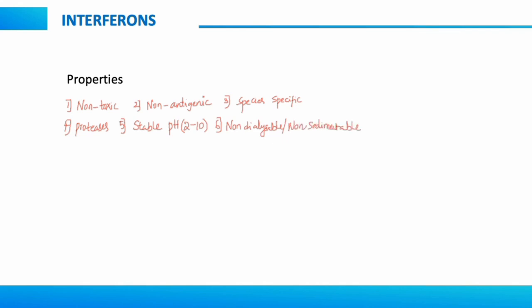One peculiar feature about interferons, the last one, is that they are endogenous pyrogens. Interleukin 1, IL-6, TNF-alpha and interferon, they are all endogenous pyrogens. They elevate body temperature. So these are the properties of interferons.